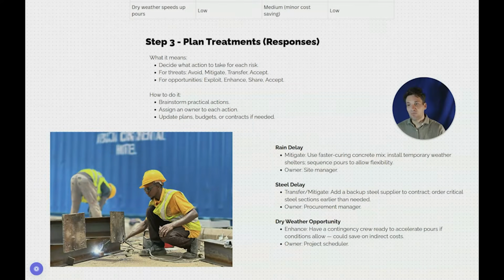So for our threats, our options are to avoid the threat, mitigate the threat, transfer it to another party, or just accept it. For our opportunities, we can exploit them, enhance them, share them, or accept them. How do we do this?